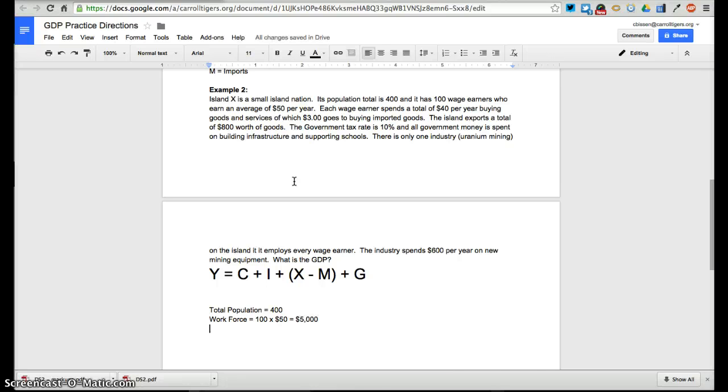Okay, it says each wage earner spends a total of $40 per year buying goods and services. So my consumer spending would be 100 wage earners, 100 people, times $40 that they spend per year. So my consumer spending would be $4,000. Okay. It says $3 of that goes to buying imported goods. So my imports, I would need to take $3 times 100, and I would know that I have $300 worth of imports. Okay. The island exports a total of $800.